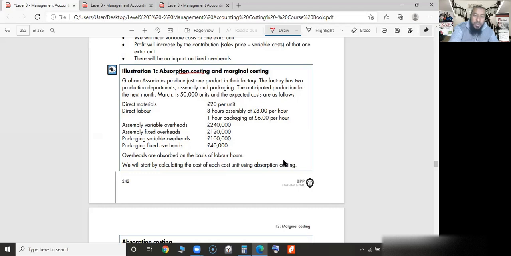Illustration number one, absorption costing and marginal costing. This example is giving you absorption and marginal both. In absorption, we include the fixed cost in the cost per unit. In marginal, we don't include the fixed cost. We take only the variable cost into the cost per unit.